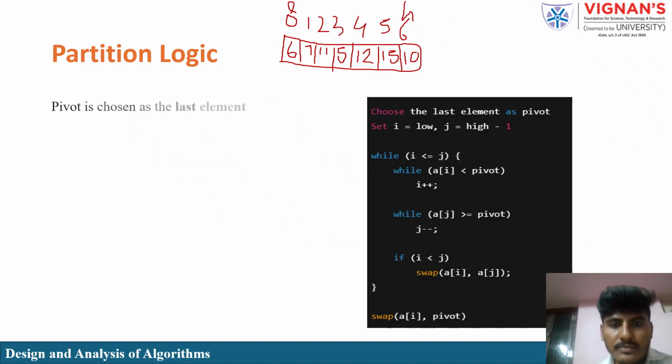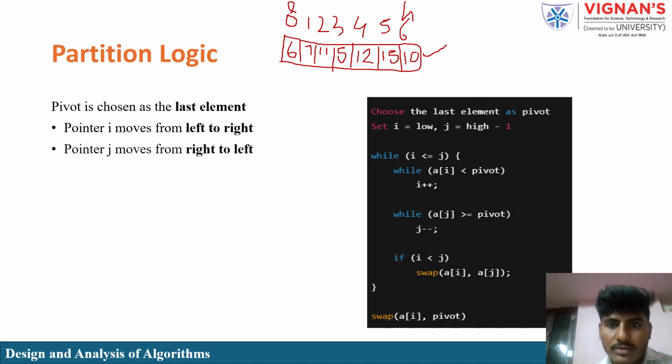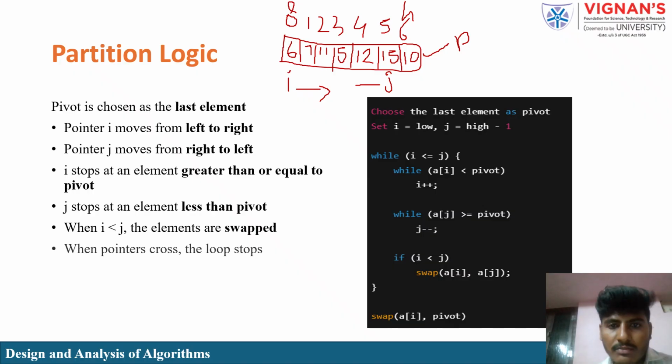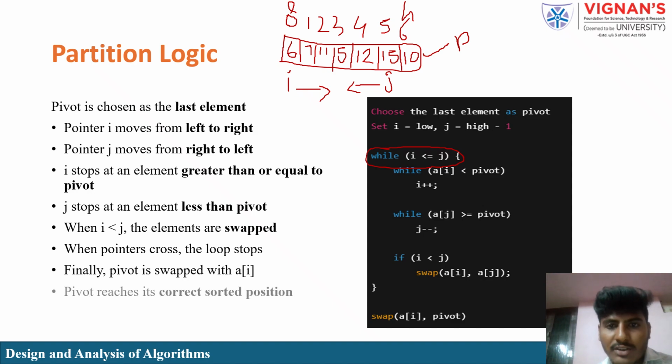Partition logic. Here we can see the partition logic with the help of this example. I take my pivot element as 10 and take two pointers, the i pointer at the lower index and the j pointer at the high minus 1 index. The i pointer moves from left to right and the j pointer moves from right to left. We run the loop while i is less than or equal to j, until i crosses j.